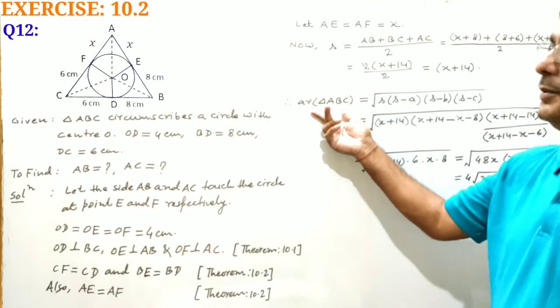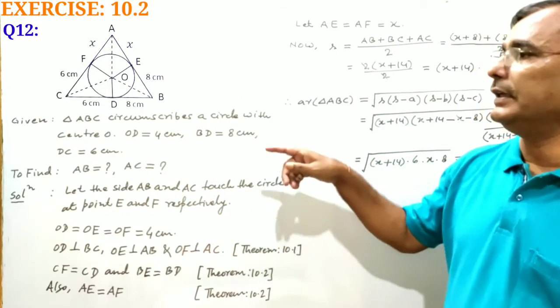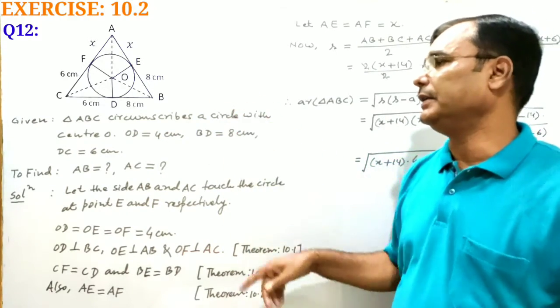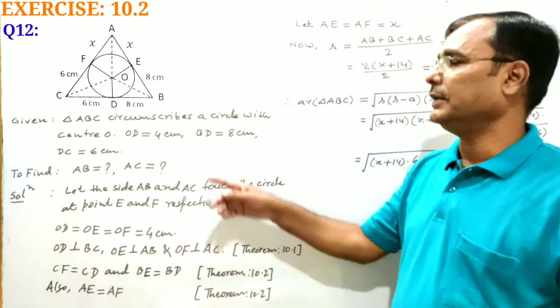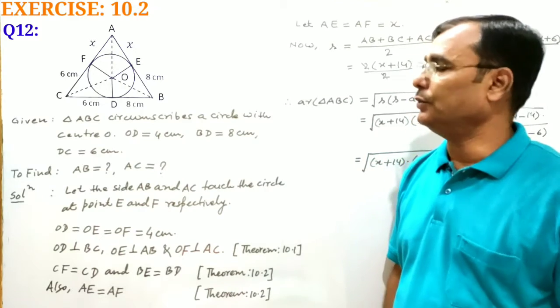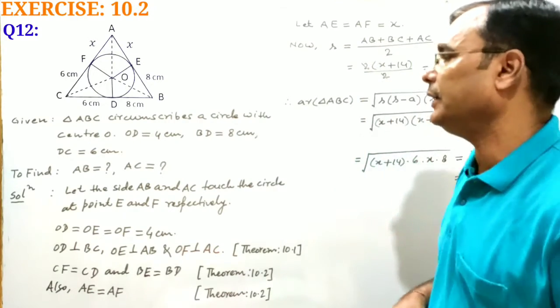Area of triangle ABC we are going to calculate in terms of area of triangle AOB plus area of triangle BOC plus area of triangle AOC. So let us calculate area of triangle AOB.